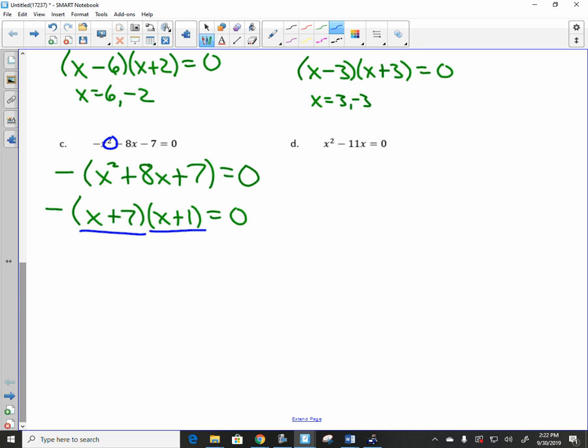You can see that there's just going to be 2 solutions. One is here and one is here. X is negative 7 and negative 1. The negative does not constitute a solution out front. Again, there are only 2. They happen here and here.